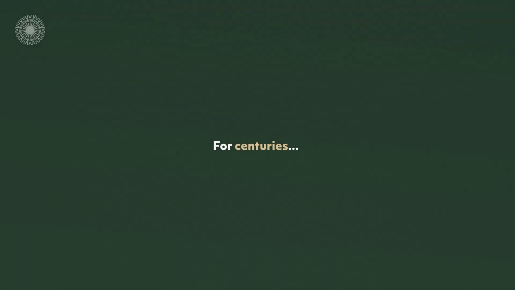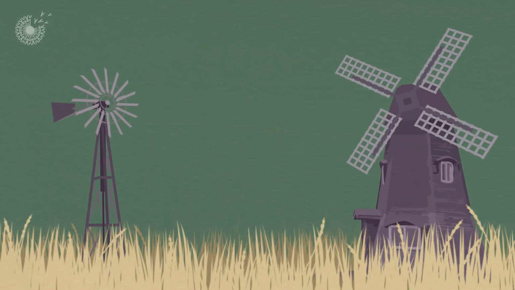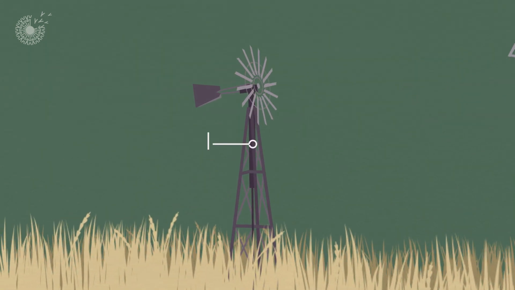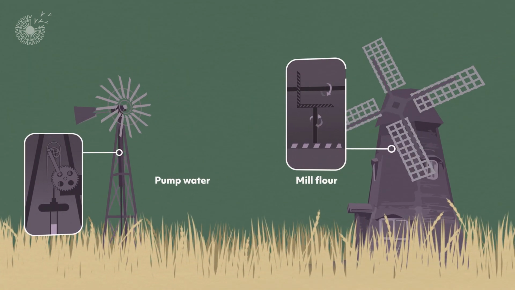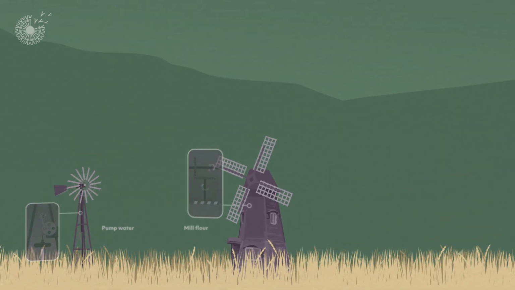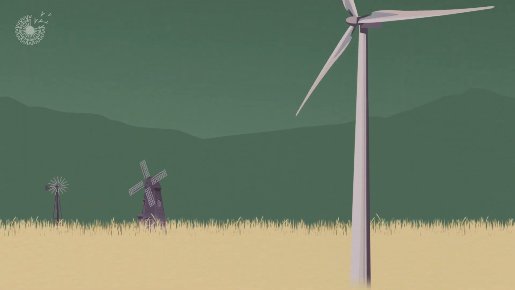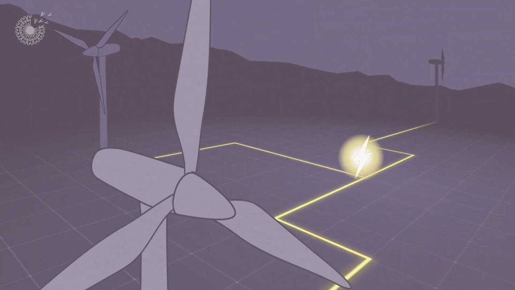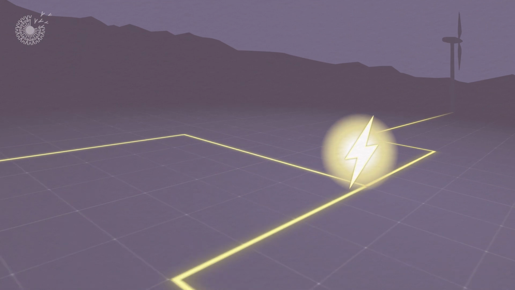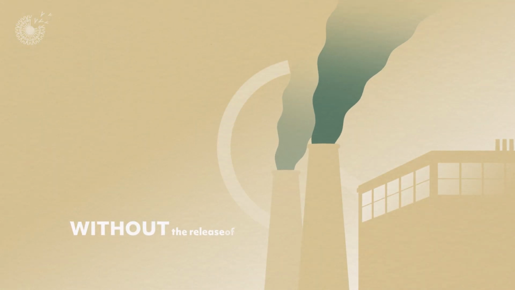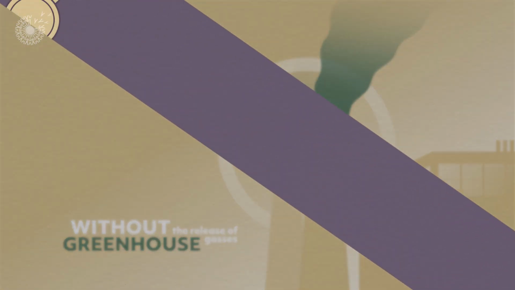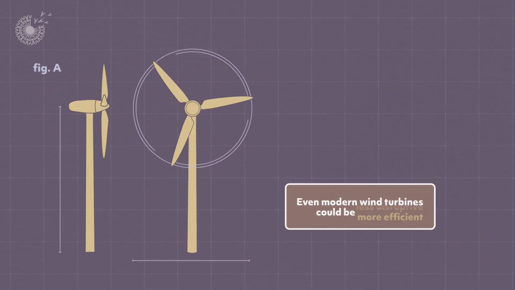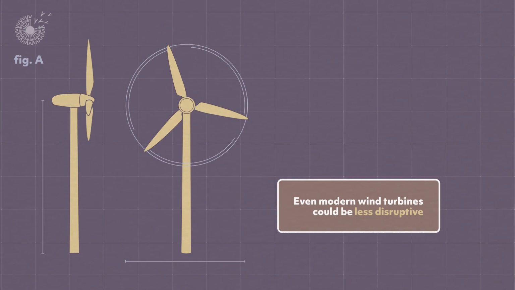For centuries, small wind turbines have done specific jobs for farms and villages, catching the breeze to pump water or mill flour. Now, big turbines do one big job, generating electrical power for millions of tasks across entire cities. And they do this without the release of greenhouse gases. But even modern wind turbines could be better, more efficient, and less disruptive to their surroundings.